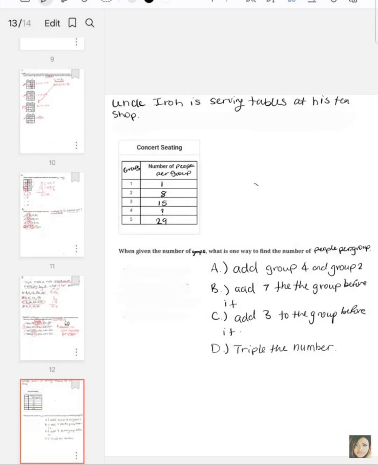Now the last question, there's no specific pattern, but you can recognize a rule to predict the pattern. So here I see that they want to know what is the rule, what is one way. I see they had 1 in the first group, 8 in the second, 15 in the third. We don't know how many was in the fourth. And then we have 29.